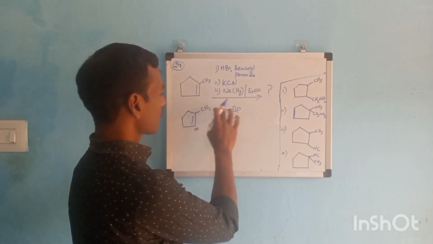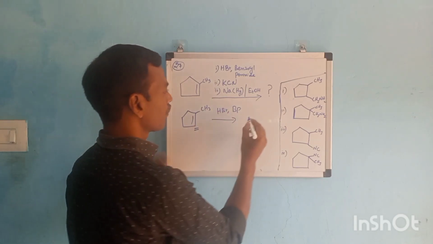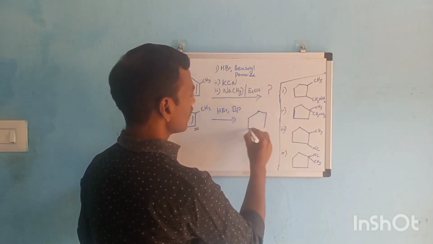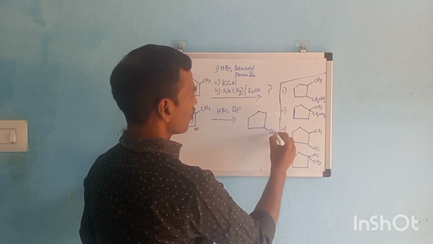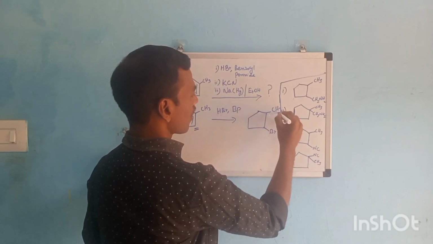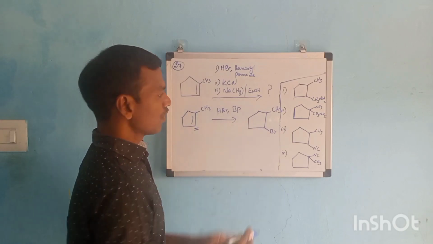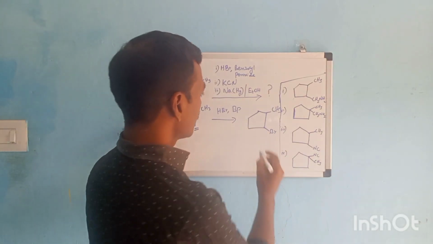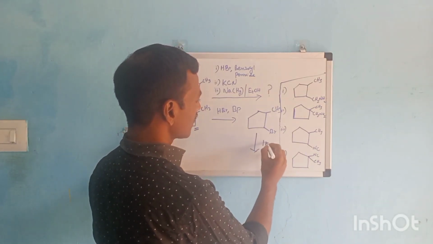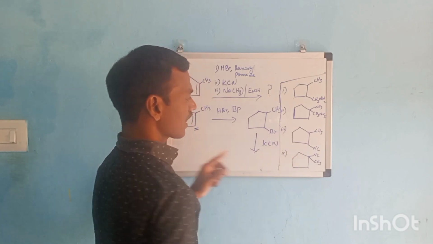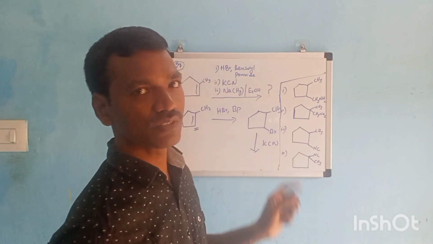So the bromide ion attacks at the lesser substituted carbon to form the corresponding bromo substituted product. The product name is 1-bromo-2-methyl cyclopentane. Once the product is formed, it reacts with the second reaction condition. It reacts with potassium cyanide.